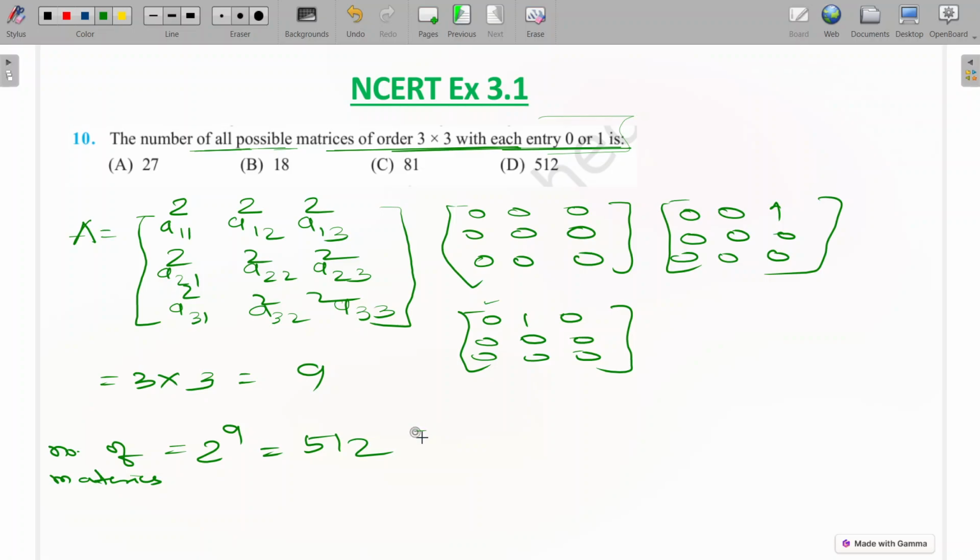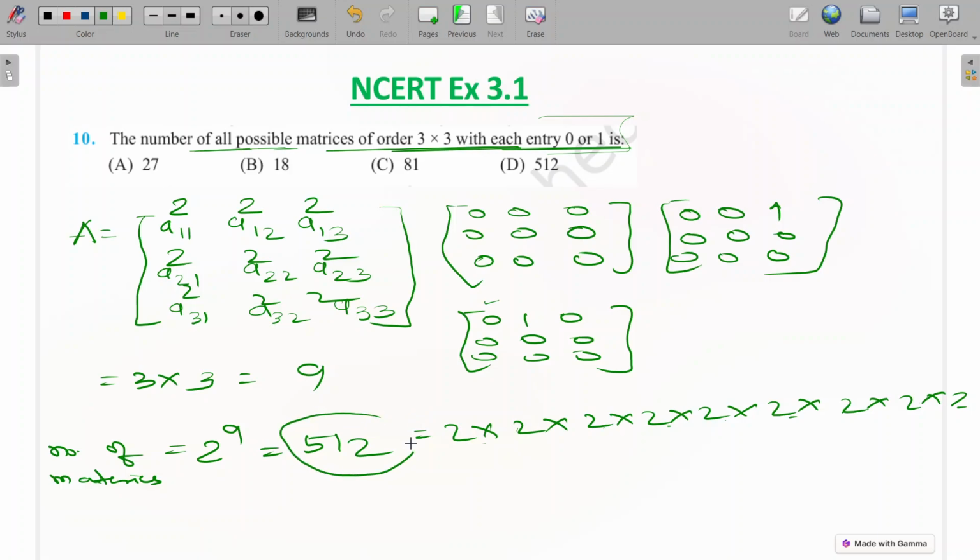2 to the power 9 is 2 multiplied 9 times, 1 2 3 4 5 6 7 8 9. It will come out to be 512. 2 to the 4, 4 to the 8, 8 to the 16, 32, 64, 128, 256 and 512. So the number of possible matrices is 512. This is the final answer.